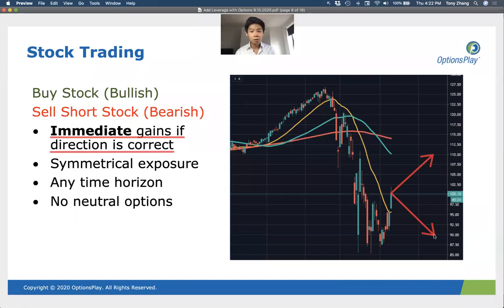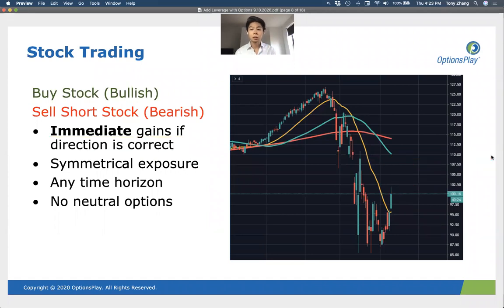It's really easy to understand. However, what you don't have is any time exposure, meaning if the stock goes from 100 to 110 in a few minutes versus it takes a day or a month or maybe even a year, no matter how long it takes, you make the same amount of profits. You make $10 profit if the stock goes from 100 to 110, regardless of how much time it takes.